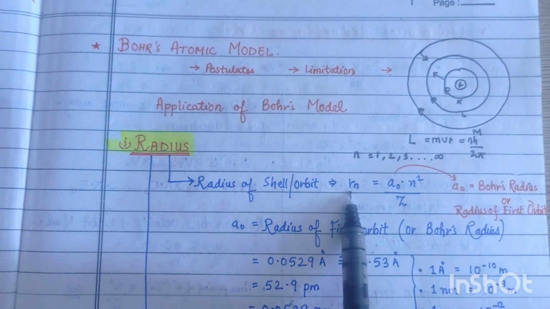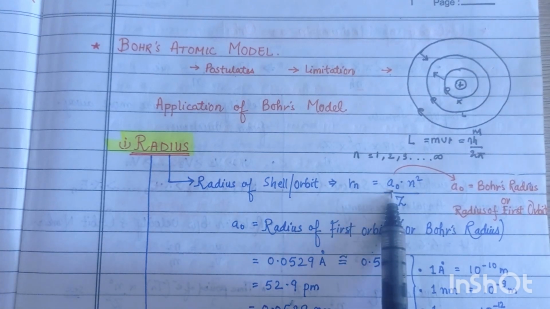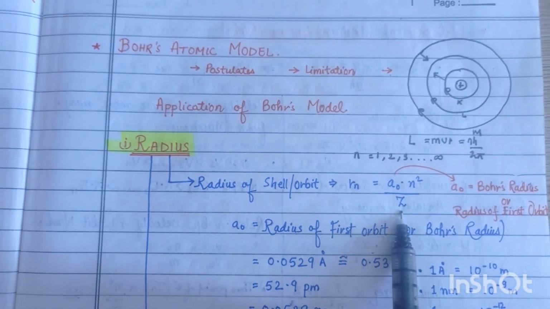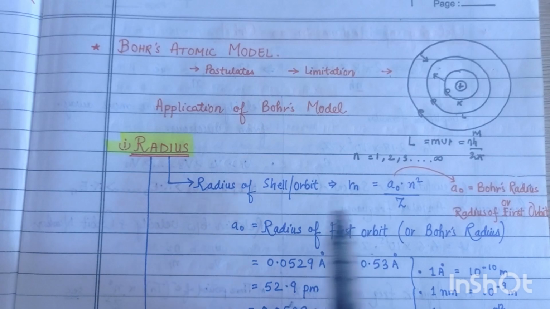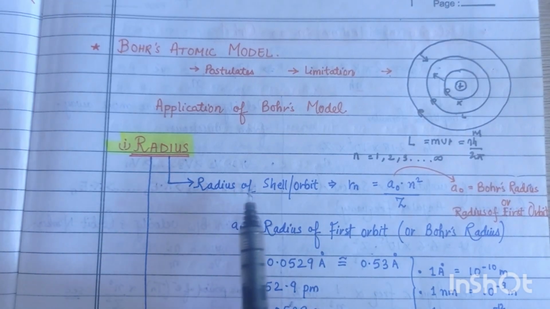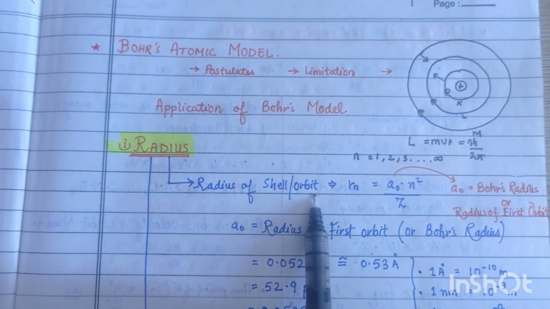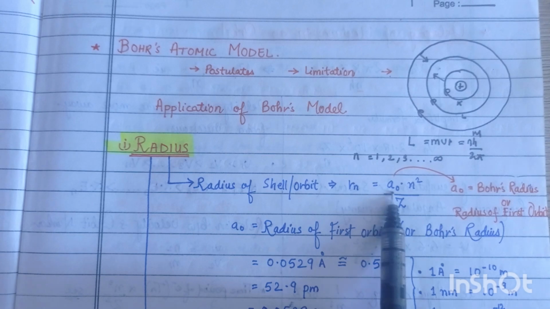Okay. So radius of nth orbit is equal to a0 n square upon Z. Can anybody tell me what you mean by the word Z? Z is simply the atomic number, because this model is valid only for hydrogen and hydrogen-like species. If any other element is similar to hydrogen, it means its atomic number may be different. So we have to place the atomic number also.